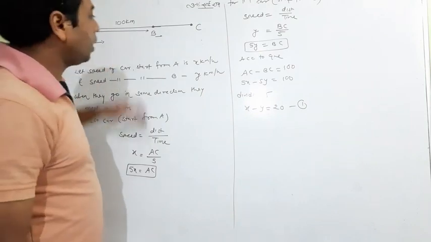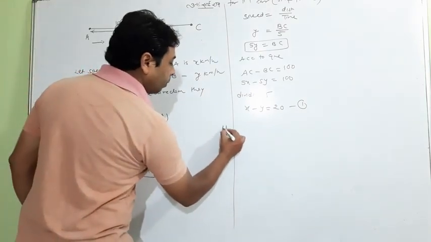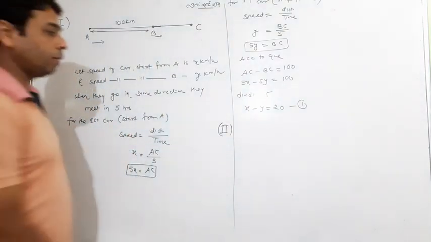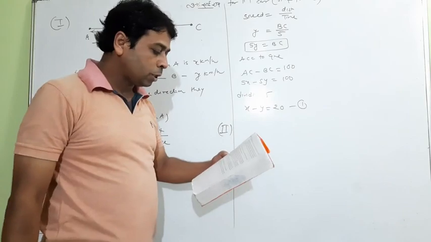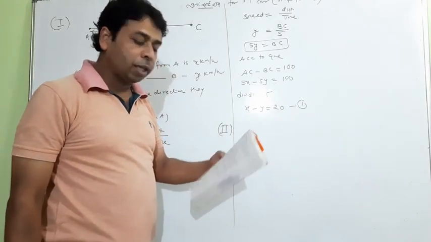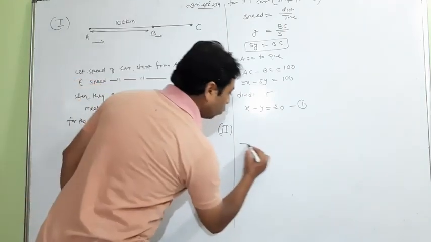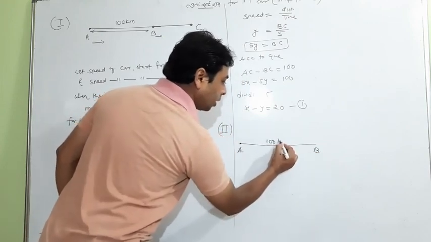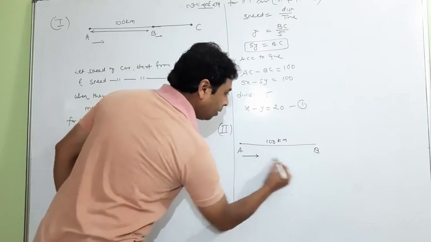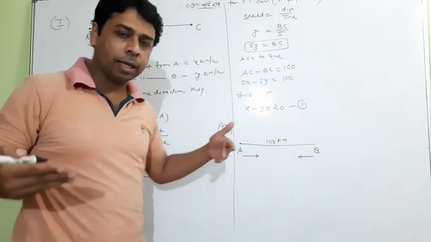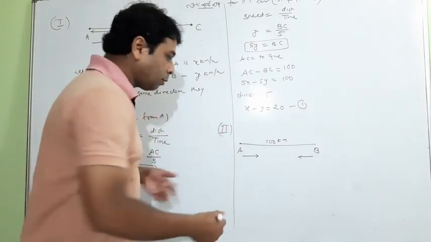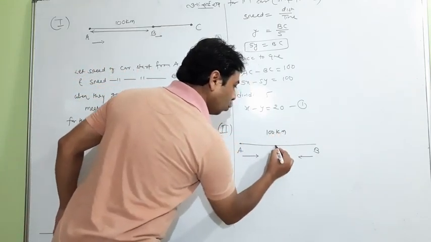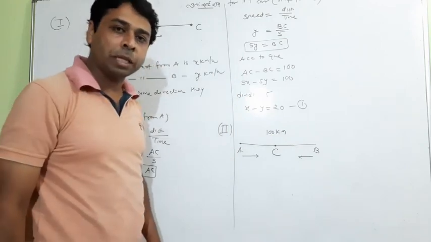Now the first condition we have made here. Now I will make the second condition. The question says if they travel towards each other, they meet in 1 hour. Very easy now. Suppose it is A, it is B again, the distance is 100 km. When they travel opposite to each other, they meet in 1 hour. Suppose C is the point where they meet.